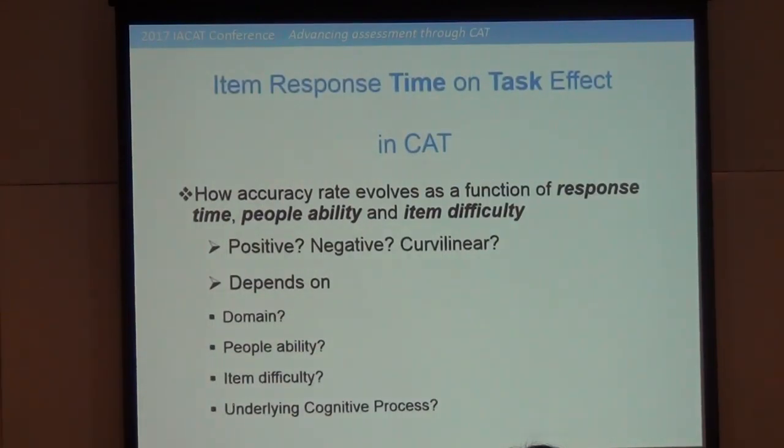And my research wants to investigate how accuracy rate evolves as a function of three independent variables: response time, people's ability, and item difficulty. Is this relationship positive, negative, or curvilinear? And does it depend on the domains, people's ability, item difficulty, or does the underlying cognitive process also play a big role?